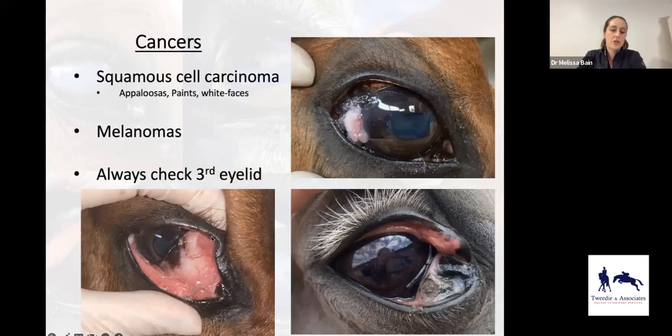it's also really important to check the third eyelid, which is actually this really quite big structure here, which normally you don't see within the eye, but by putting pressure on the globe, we can get it to come forward. And this is a really common site for squamous cell carcinoma as well. So this is actually the same horse. So I was checking here that there's no sign of the cancer on here too. And then this one down the bottom is a pretty nasty melanoma in a grey horse that was impacting the normal function of that eyelid.